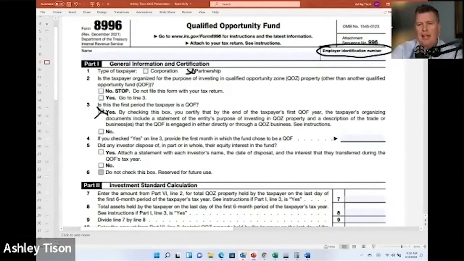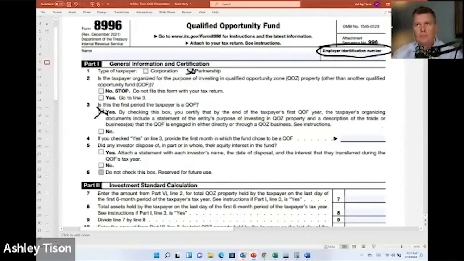If you check yes, you're going to indicate what month you chose to start becoming a qualified opportunity fund. Depending on when you put cash into the fund, you want to make sure that's your first month. So if you put money into your fund on December 31st of 2021, you're going to want to check December here. If it was November, you want to make sure it was November, or whenever it was. You want to make sure that you are a qualified fund when you deposited the money, right?